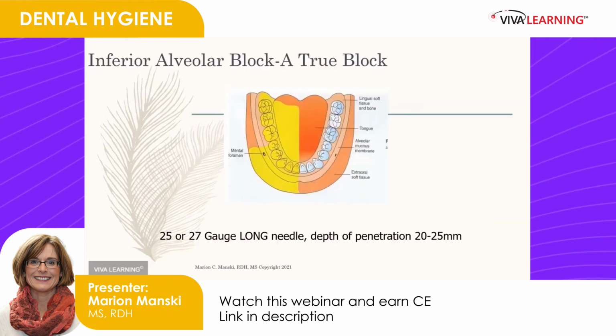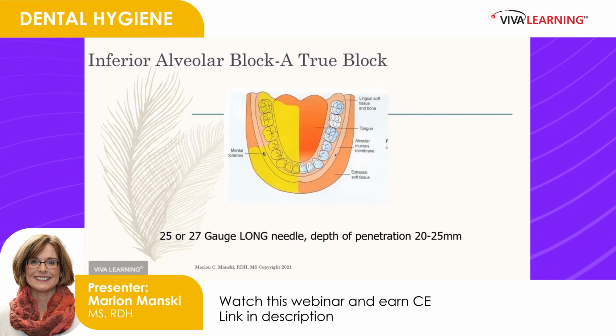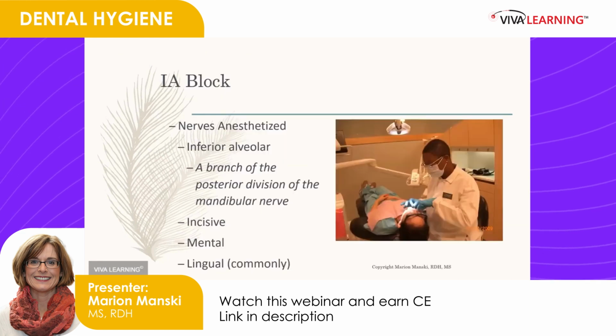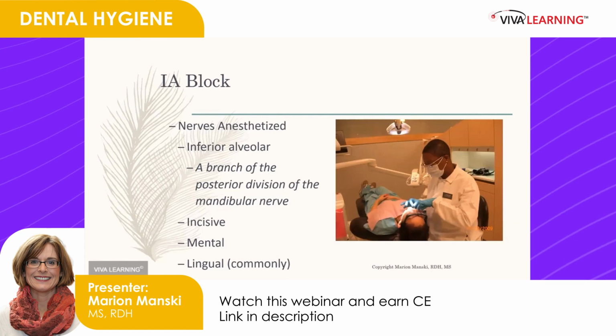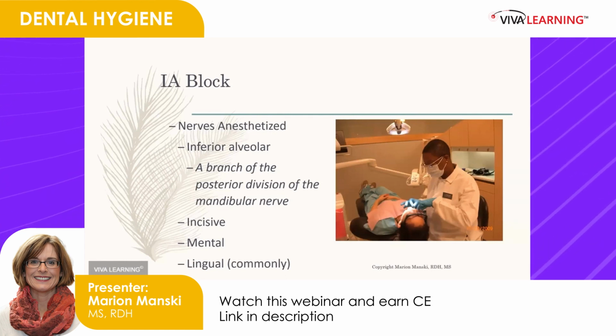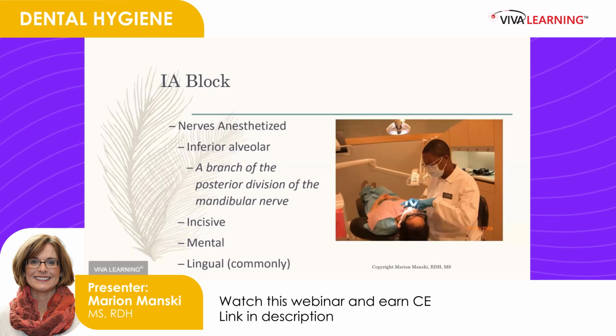Inferior alveolar nerve block, or called the mandibular block. It is a true block. It covers a big area, and you're basically getting a 4-in-1 nerve anesthetized. We've got the inferior alveolar, which is a branch of the posterior division of the mandibular nerve, the incisive nerve, the mental nerve, and commonly the lingual nerve.